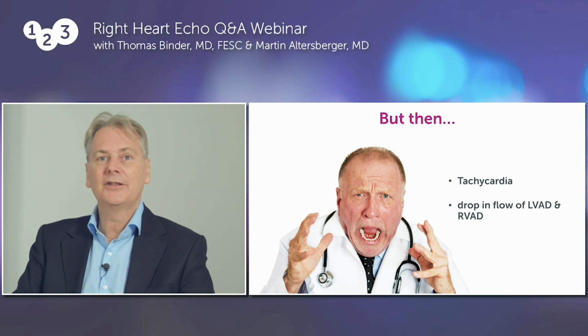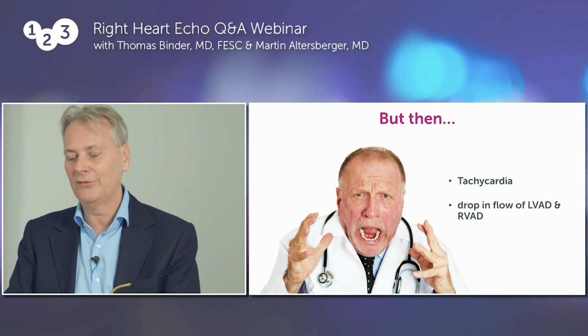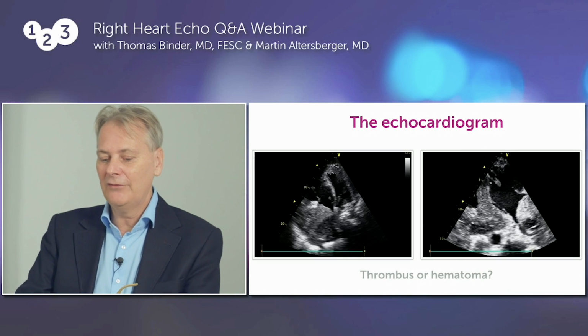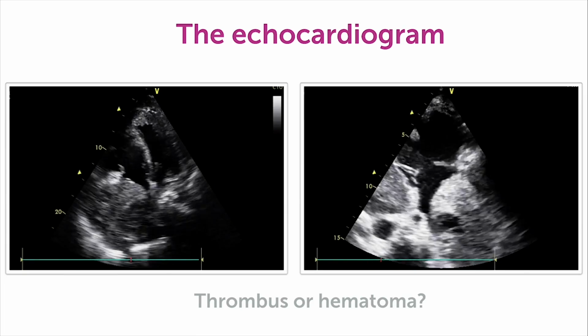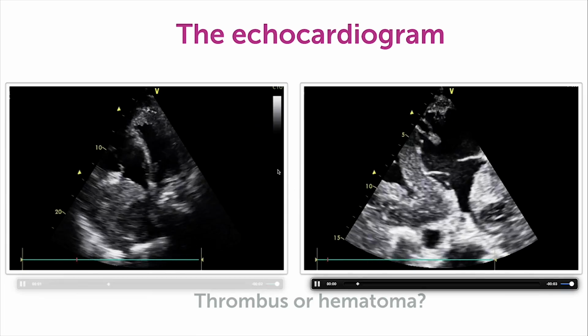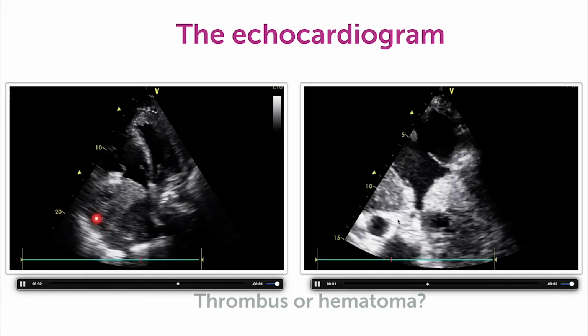But coming back to our patient, we thought everything was over, but then again the patient developed tachycardia and he had a drop in flow in the LVAD and the RVAD, and all of a sudden we performed an echo, and this was the echo we got. Now this is a dramatic finding. If you take a look at this here, this is obviously some mass here.